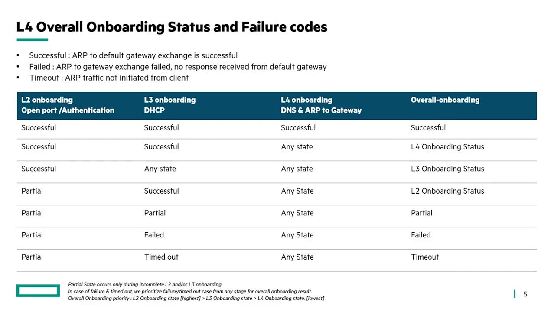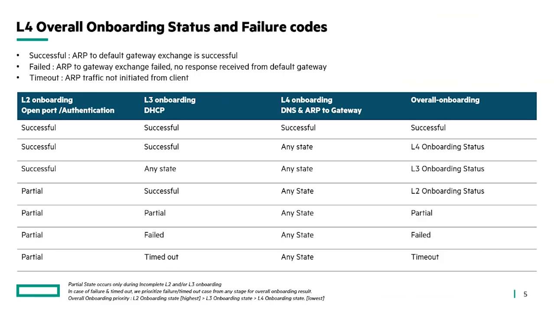Let's talk about L4 overall onboarding status and failure codes. As we already saw in the initial slide, we had three possible outcomes for L4 onboarding, which are successful, failed, and timed out. In case of successful, the ARP to default gateway exchange is successful and all good. In case of failed, we see that the ARP to gateway exchange failed with no response received from the default gateway. Whereas in timed out, the ARP traffic is not initiated from the client itself, and hence it times out.